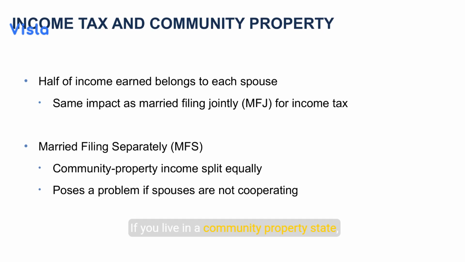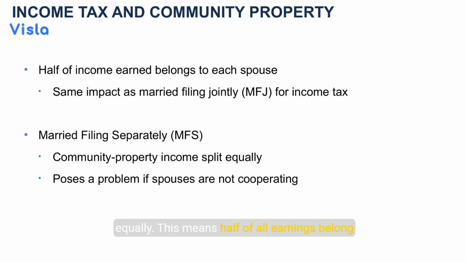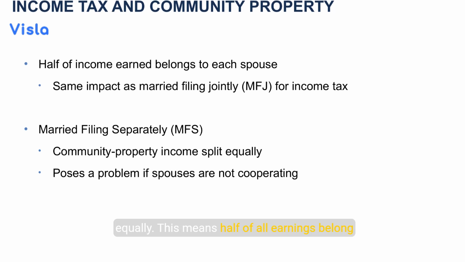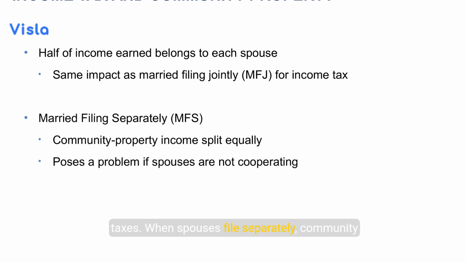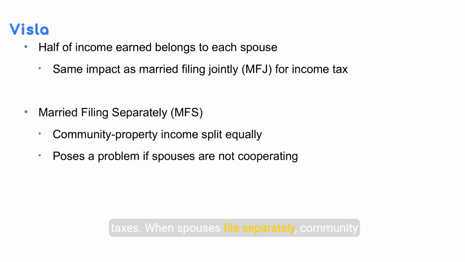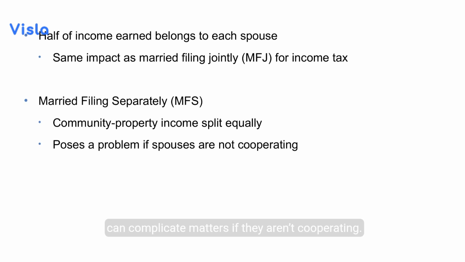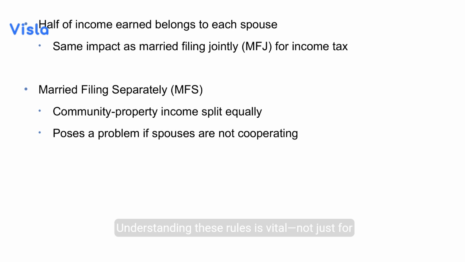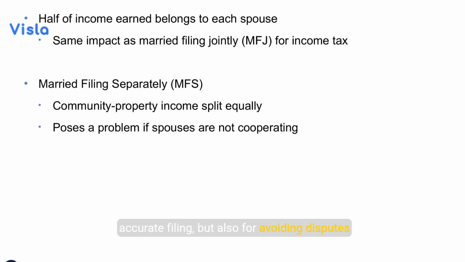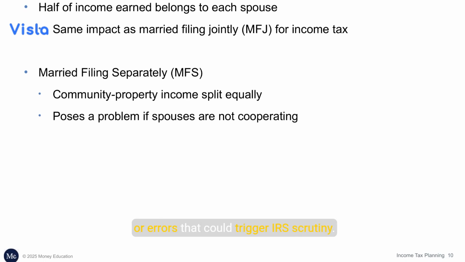If you live in a community property state, income earned by either spouse is typically split equally. This means half of all earnings belong to each spouse, similar to filing jointly for taxes. When spouses file separately, community property income is still divided evenly, which can complicate matters if they aren't cooperating. Understanding these rules is vital, not just for accurate filing, but also for avoiding disputes or errors that could trigger IRS scrutiny.